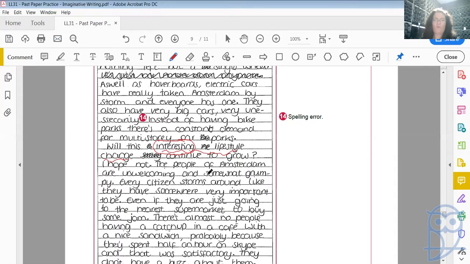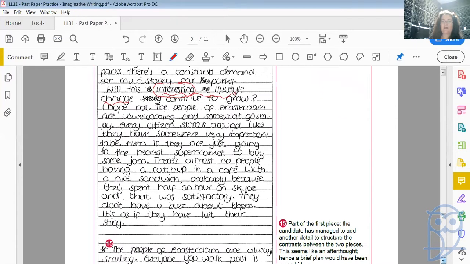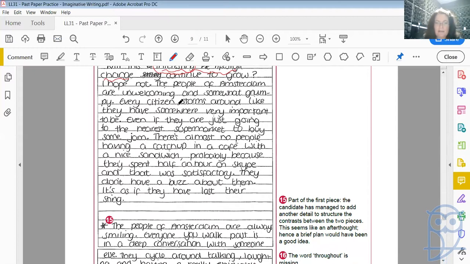Every citizen storms around like they have somewhere very important to be, even if they are just going to the nearest supermarket to buy some jam. There's almost no people having a catch-up in a cafe, with a nice sandwich, probably because they've spent half an hour on Skype, and that was satisfactory. They don't have a buzz about them. It's as if they have lost their sting.